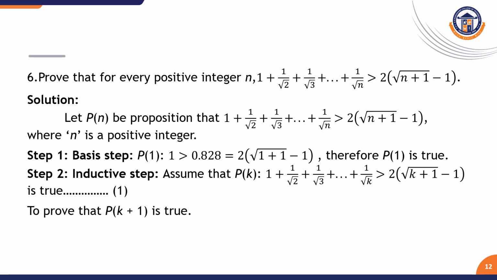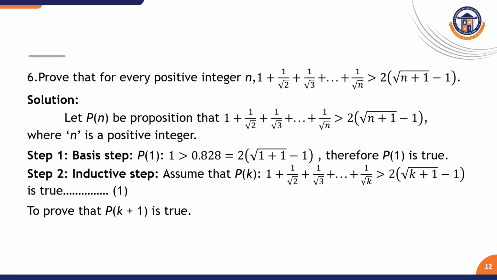This is the sixth problem. Prove that for every positive integer n, 1 plus 1 by root 2, plus 1 by root 3, etc., plus 1 by root n is greater than 2 times root of n plus 1 minus 1. So here's an entirely different problem. Solution: let P of n be the proposition that 1 plus 1 by root 2 etc. holds, the given one, where n is a positive integer.